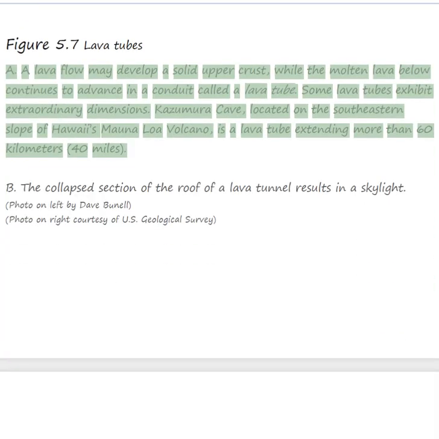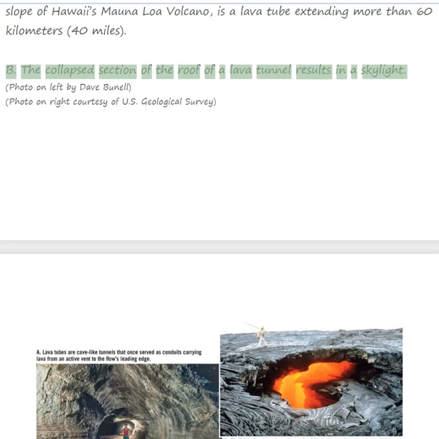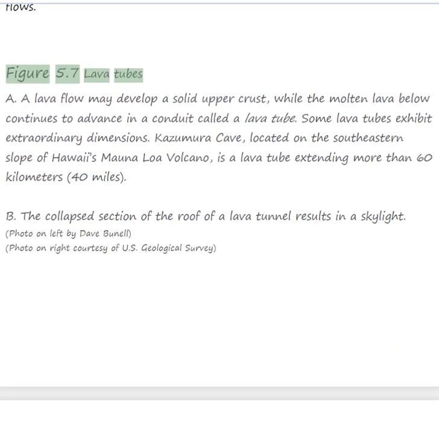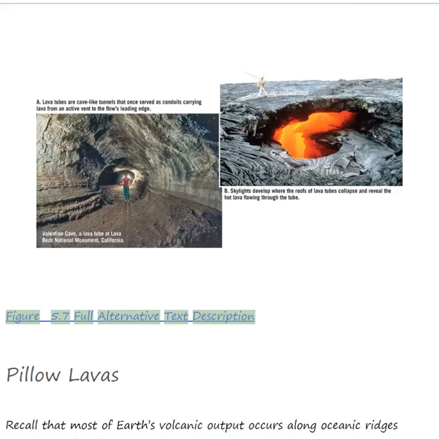A, a lava flow may develop a solid upper crust, while the molten lava below continues to advance in a conduit called a lava tube. Some lava tubes exhibit extraordinary dimensions. Kazumura Cave, located on the southeastern slope of Hawaii's Mauna Loa volcano, is a lava tube extending more than 60 kilometers. B, the collapsed section of the roof of a lava tunnel results in a skylight. Figure 5.7 Lava tubes.